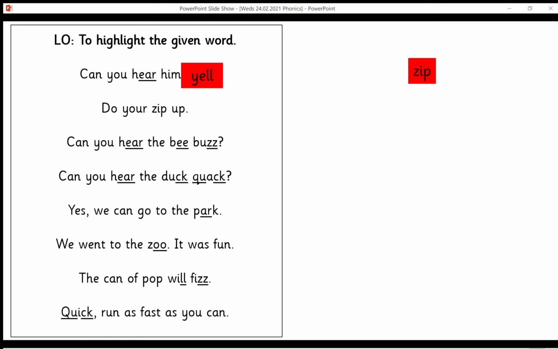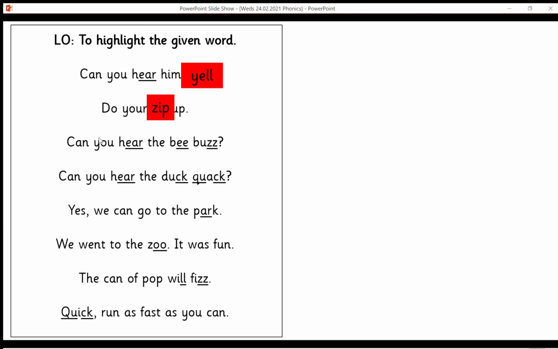Here's a clue. And let's see if you were right. Super job. Well done. Okay, next one. Let's get your Rex Robot blending arms out. Are you ready?